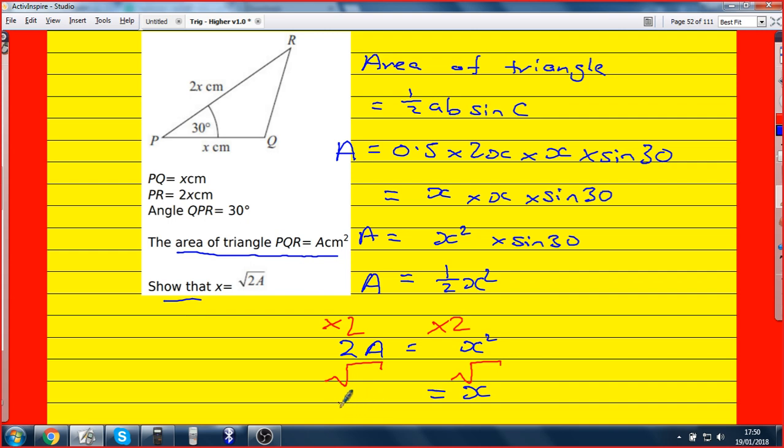Square root of 2a equals x. That's it. Square root of 2a equals x, or x equals the square root of 2a, which is what they wanted. Any questions there?